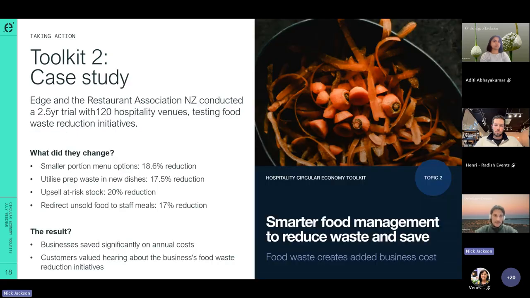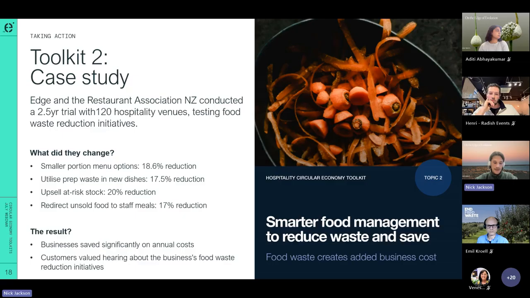So a while ago, Edge and the Restaurant Association in New Zealand conducted a 2.5-year trial with 120 hospitality venues, and we tested 4 food waste reduction initiatives. The first food waste reduction initiative was smaller portion menu options. And what we noticed was that businesses were able to save 18.6% on costs. And that was approximately $8,000 to $9,000 per year, which is a significant amount as well.